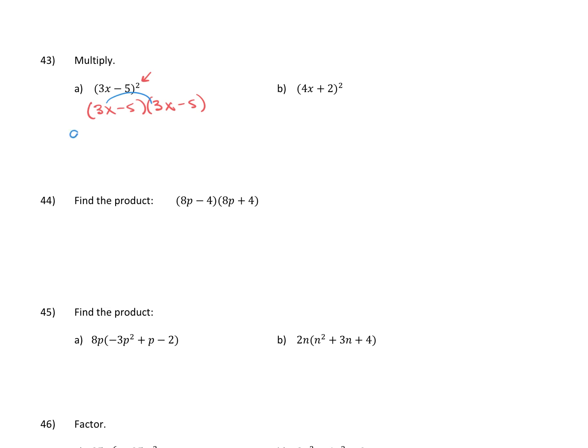I'm just going to go ahead and distribute this one. 3x times 3x is 9x squared. 3x times negative 5 is negative 15x. Now let's distribute this negative 5 times 3x is another negative 15x. And negative 5 times negative 5 is a positive 25. All right, combining like terms, we have our 9x squared. Those negative 15x's will combine to negative 30x and plus 25.